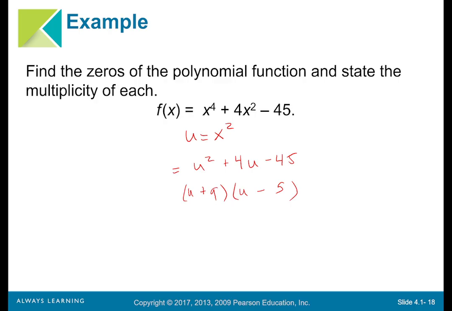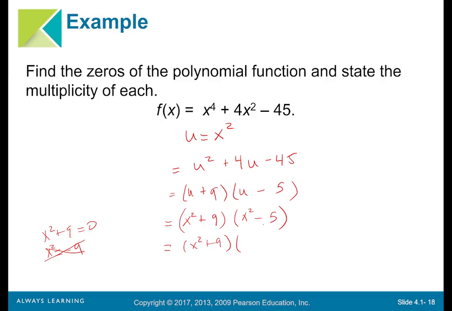So now I have, instead of u's, if I put back the x squared term, x squared plus 9 and x squared minus 5. Now my x squared plus 9, that's actually never 0. So I actually never get, well, you'll see what happens. If I try to put x squared plus 9 equals 0, then I get x squared equals negative 9, which of course can't happen. So that's actually going to contribute no zeros. We actually just don't have to look at it anymore. We're going to carry it along.